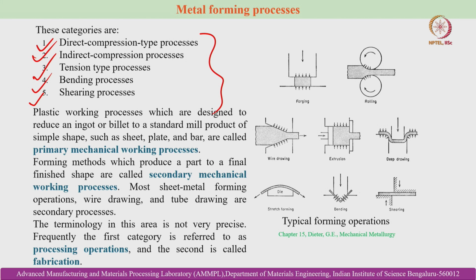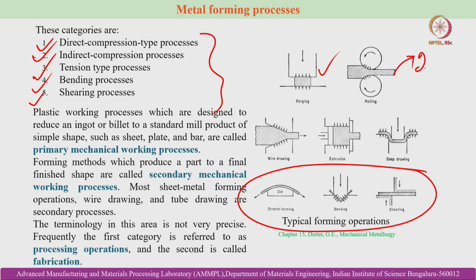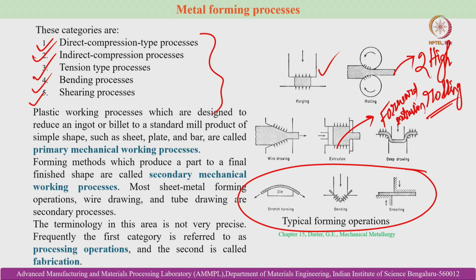For example, bending, shearing, and die stretch forming come under fabrication, whereas examples of processing metal forming are forging and rolling. This is a typical 2 high rolling example that is shown here, and this is a typical example of extrusion, more precisely forward extrusion, where you can see the extruded billet is moving in the same direction as the applied load.